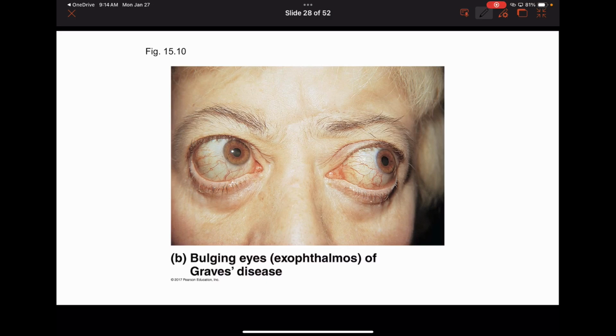So this is exophthalmos. For whatever reason, Graves' disease affects the connective tissue behind the eye, causing these bulging eyes. This is a sign of Graves' disease. So any questions about Graves' disease?